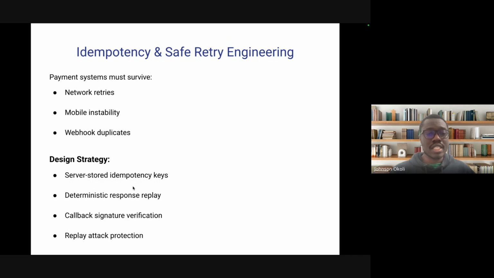Then the design is to store the idempotency keys on the server or the model precisely. It must be deterministic based on retries, and then you might also have to use signature-based verification to verify that transaction and also provide replay attack protection too.